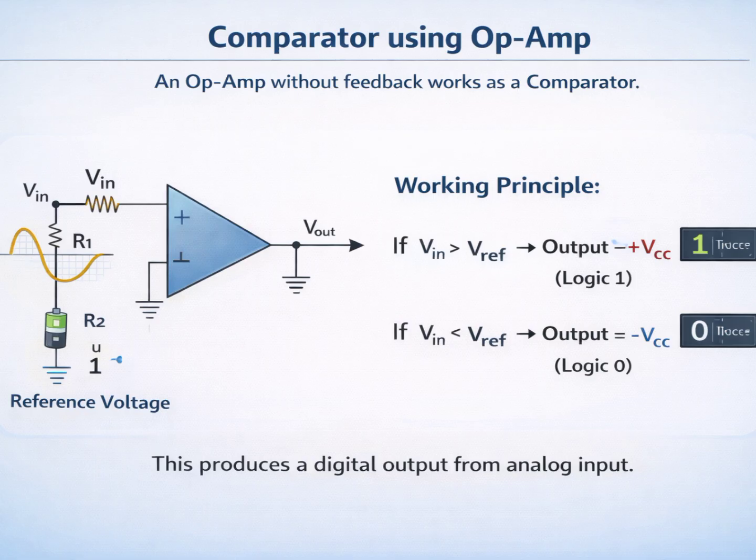Comparator using op-amp. An op-amp without feedback works as a comparator. Working principle is very simple. If Vin is greater than Vref, output becomes +VCC. This is considered logic 1. If Vin is less than Vref, output becomes -VCC. This is considered logic 0. So the op-amp compares two voltages and produces a digital type output. This is the basic concept behind ADC operation.